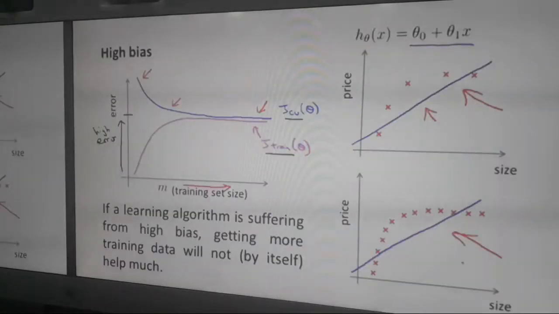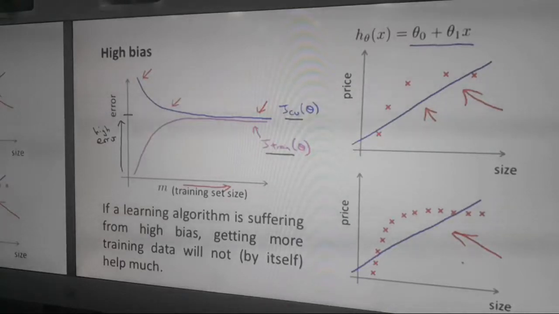So, high bias. If the learning algorithm is suffering from high bias, getting more training data will not help much. So what are we saying? We are using a learning curve, right? And what is a learning curve all about? Showing us how our model is doing as we increase the number of training sets. If you have high bias, increasing the number of training sets is not going to help your situation.